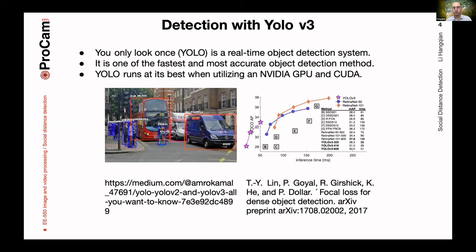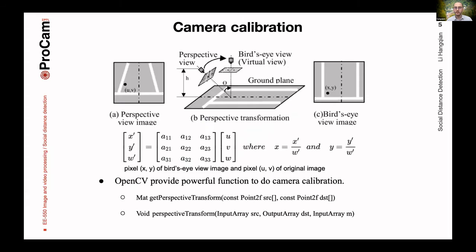As you can see on the lower left, it's an image, and in the image there are some objects detected, and there are some bounding boxes around the detected objects and a label. And on the lower right, you can see that for the same accuracy, YOLO v3 is much lower in terms of inference time compared to other one-stage networks. It's quite fast and accurate.